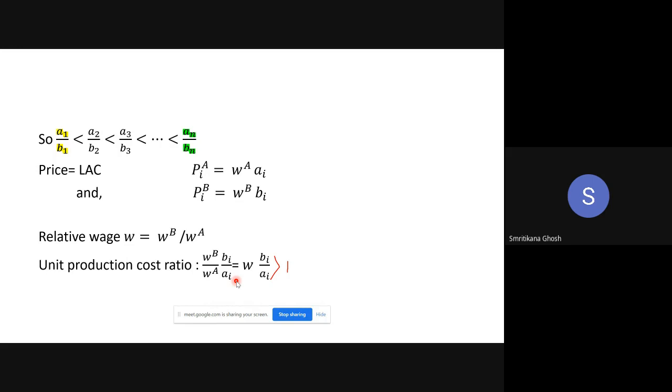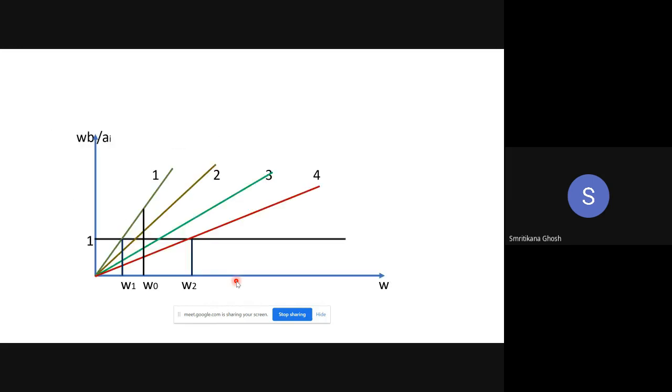So what is the conclusion? If W naught is the relative wage, then country A should produce commodity 1. Do you get my point? Try to understand it.